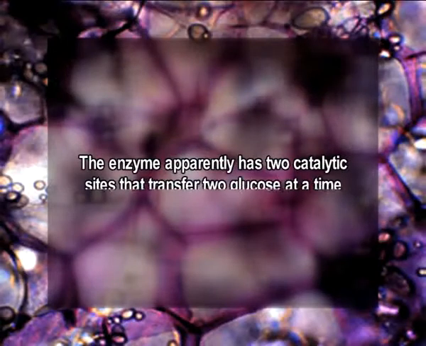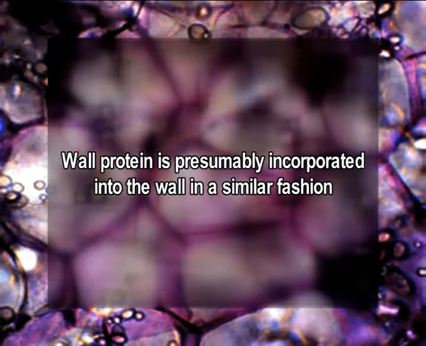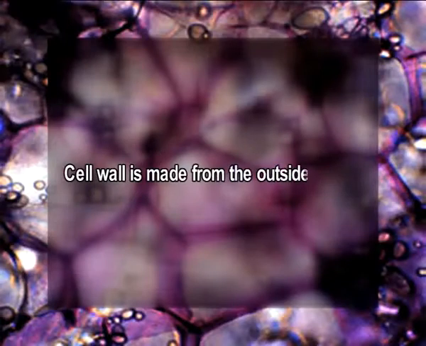The enzyme apparently has two catalytic sites that transfer two glucose units at a time, that is cellobiose, from UDP glucose to the growing cellulose chain. Sucrose may supply the glucose that binds to UDP. Wall protein is presumably incorporated into the wall in a similar fashion. The cell wall is made from the outside inward. Thus, as the wall gets thicker, the lumen, that is the space within the wall, gets smaller. Exactly how wall components join together to form the wall once they are in place is not completely understood.